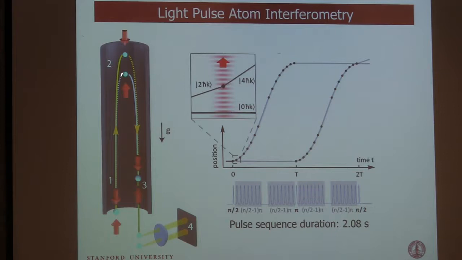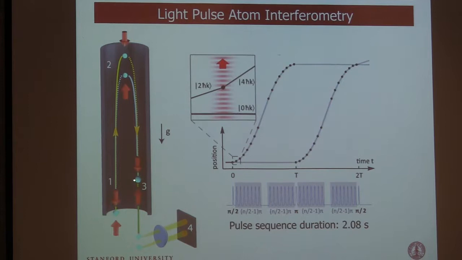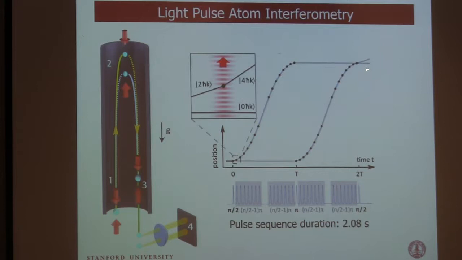Now, we don't look at the atoms. We don't take that picture. We hopefully don't do anything to, quote, collapse the wave function. And those wave packets head back together, and they eventually overlap in this region here. A final pi over 2 pulse mixes the two, the upper trajectory and the lower trajectory. And we ask the question, do we see interference?